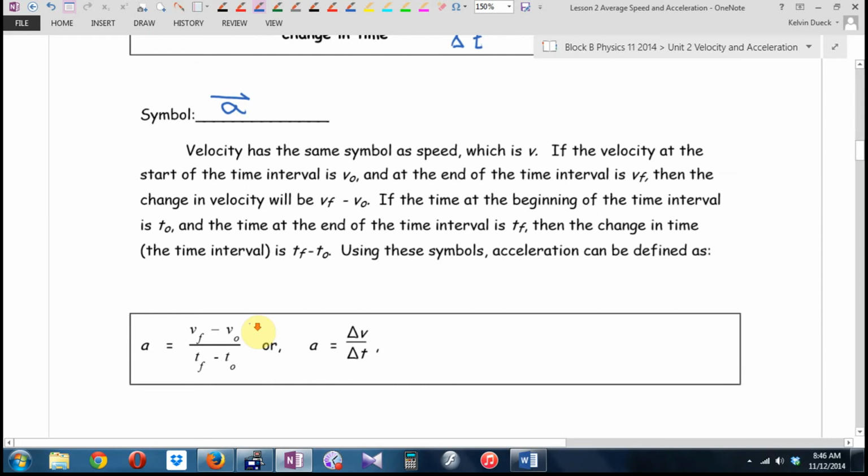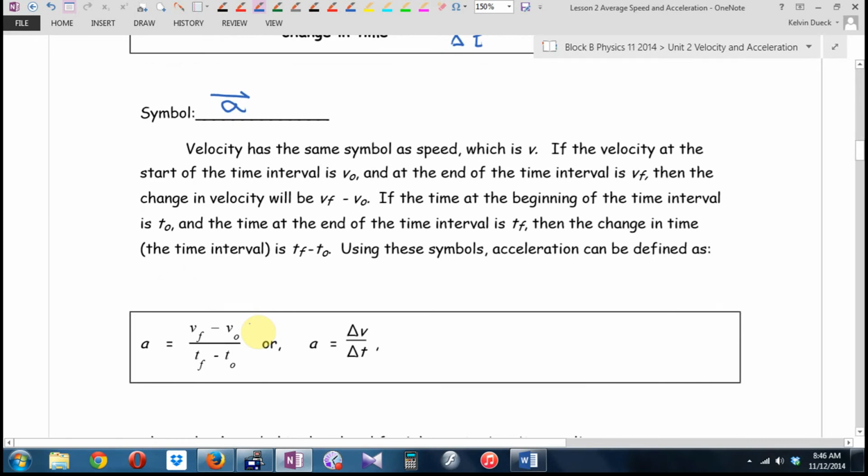So, velocity has the same symbol as speed, which is V for velocity, V for speed, although technically velocity has a vector symbol over it. If the velocity at the start of the time interval is V0, or if you're British, V-naught. I had a British physics teacher, so every once in a while you'll hear me say V-naught instead of V-zero, because it sounds nerdier, and that's my little homage to him. And at the end of the time interval, it's VF, V final. Then the change in velocity will be final minus initial.